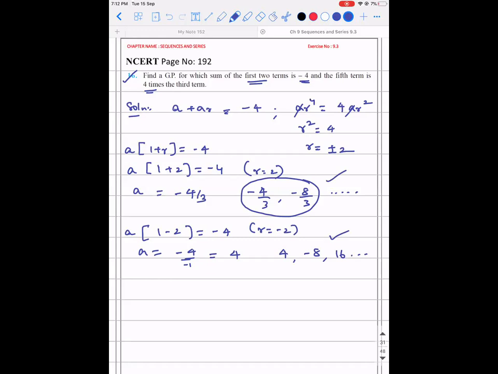One will have A positive and R negative. The other will have A negative and R positive. Yes, sir. Two answers are given. Both the answers are right. Yes, sir. Because getting satisfied, right?